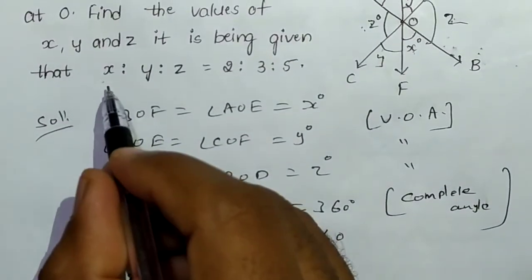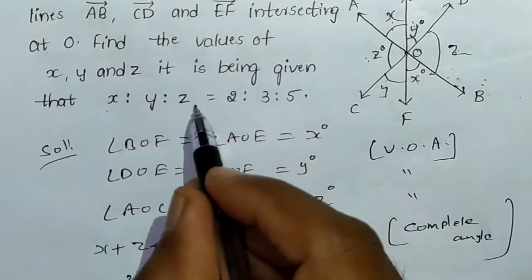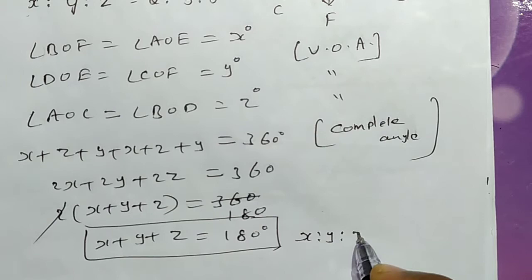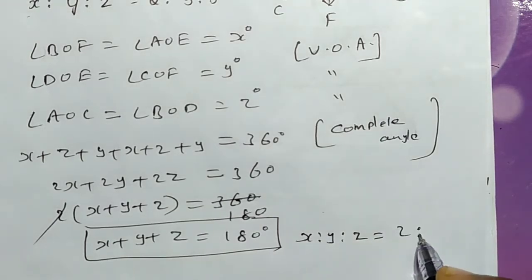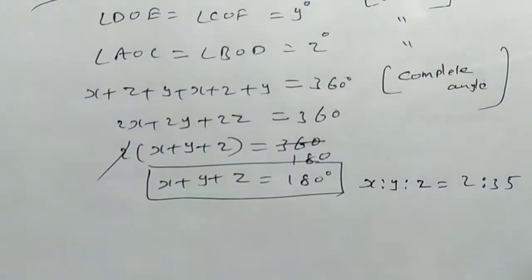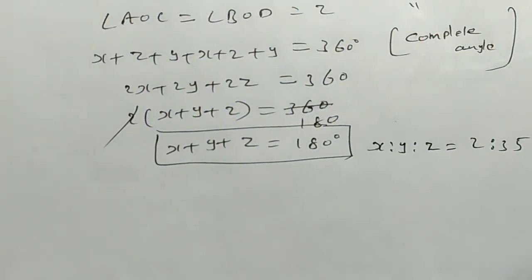And they have given the ratio also: X is to Y is to Z is 2 is to 3 is to 5, given in the problem. So now we can find the X value, Y value and Z value very easily.